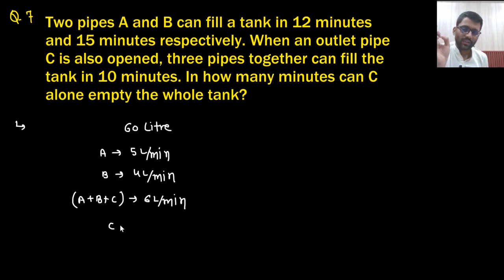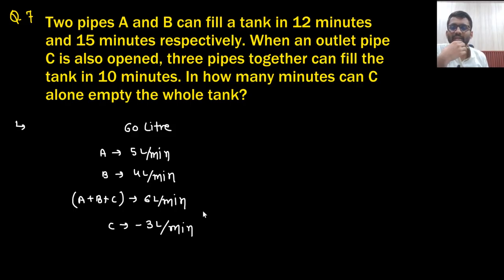So what is C doing? 5 plus 4, A and B are giving 9 liters per minute together. But A plus B plus C combined is 6 liters per minute. That means C is taking 3 liters per minute, right? Are you getting this point? 4 plus 5 is 9, 9 minus 3 is 6. So C is taking 3 liters per minute.